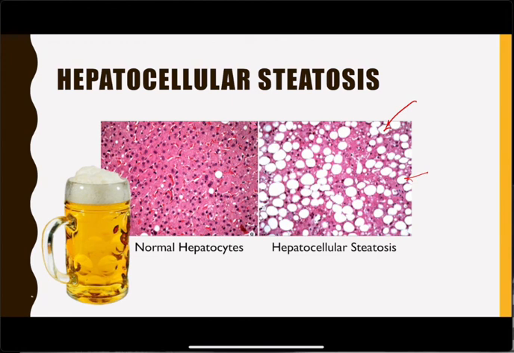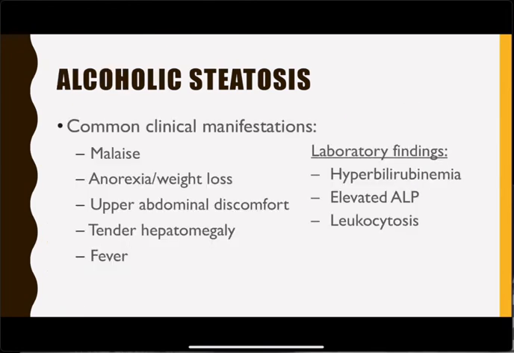Now, this phenomenon of this increased intracellular fat can occur after just weeks or months of alcohol abuse. So this will occur very quickly because it's a direct effect of the ethanol. So what does this look like? It can present itself as malaise, that general feeling of being unwell, lack of eating and weight loss, upper abdominal discomfort, or related to the liver involvement, tender hepatomegaly, enlargement of the liver that's uncomfortable, and they can have a fever.